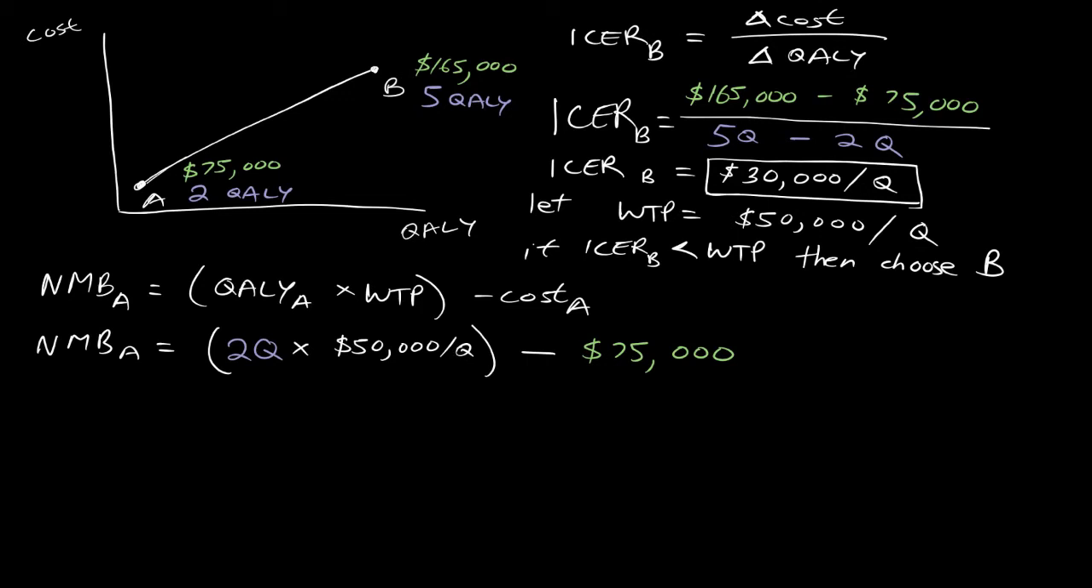And what does this come out to? Well, 2 times $50,000, that's $100,000, minus $75,000, that's going to be $25,000. So the net monetary benefit of drug A is $25,000. Remember, net monetary benefits are just in dollar terms. And then we'll do the same thing for drug B.